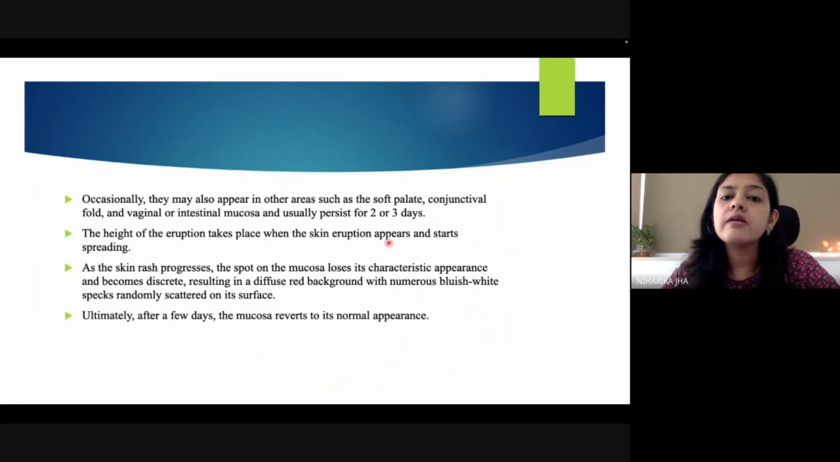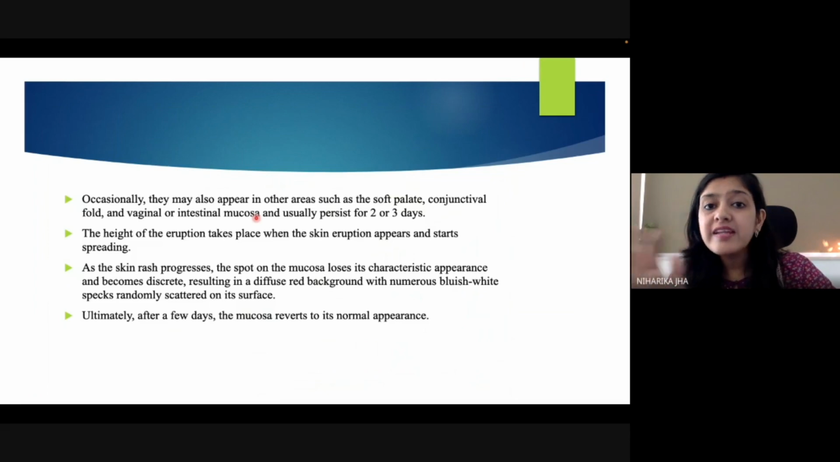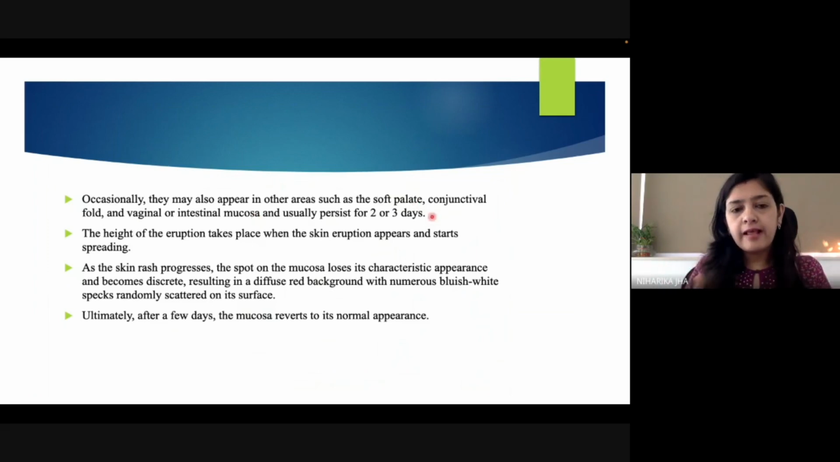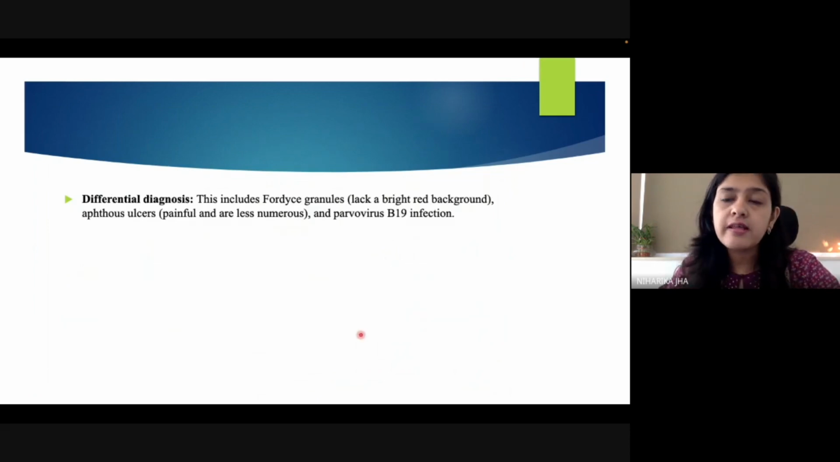Apart from the buccal mucosa, it can be seen on the soft palate, the conjunctival fold, vaginal, or the intestinal mucosa as well. It does not last throughout the disease, and it is seen only in the prodromal phase for a period of 2 to 3 days. And as I told you, as the skin rash starts appearing, the Koplik spots start fading, and eventually it leaves behind a normal-looking mucosa. Differential diagnosis: it can be easily confused with Fordyce spots or aphthous ulcers, and interestingly, it can also be seen in parvovirus infections.